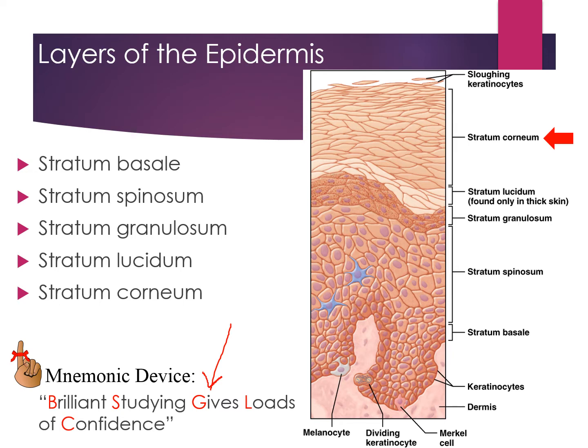The B in brilliant goes for the basale layer. The S in studying is for spinosum. The G in gives is for granulosum. The L in loads is for lucidum. And the C in confidence is for corneum.